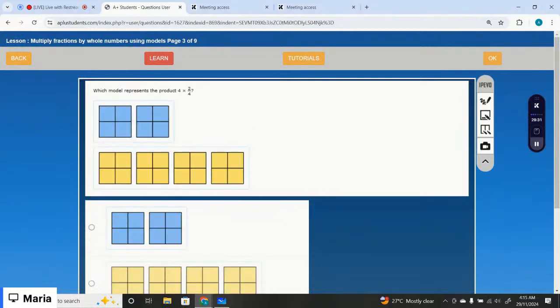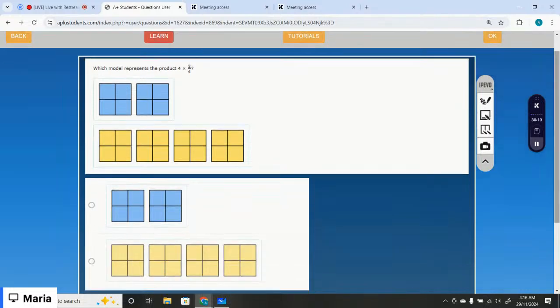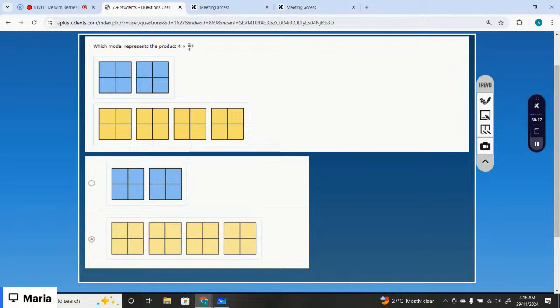Which model represents 4 times 2 by 4? So which is the correct option? Which is the correct option? 4 times 2 by 4. Option number 2 is the correct option.